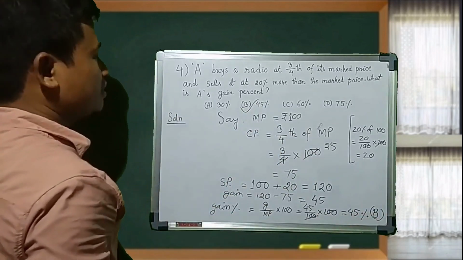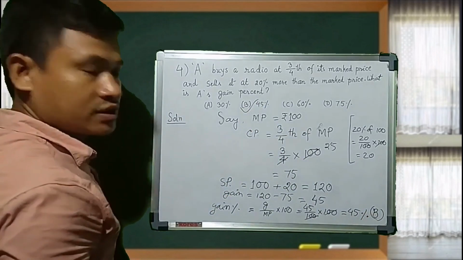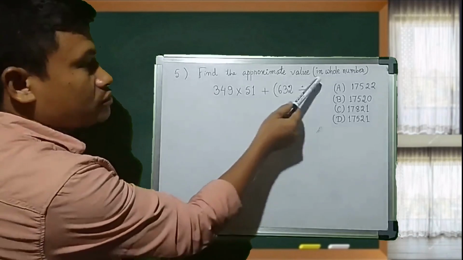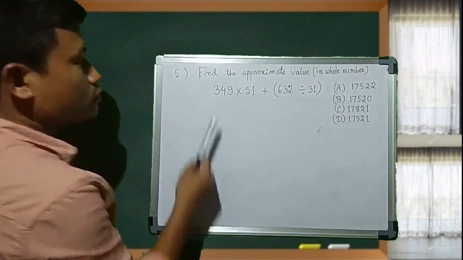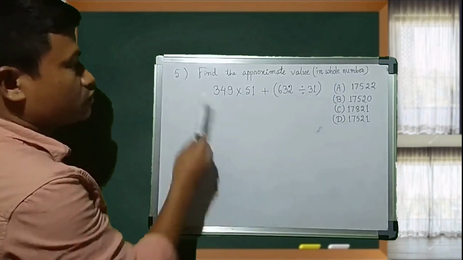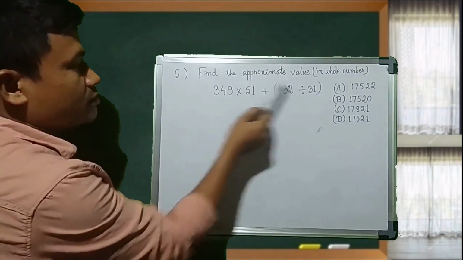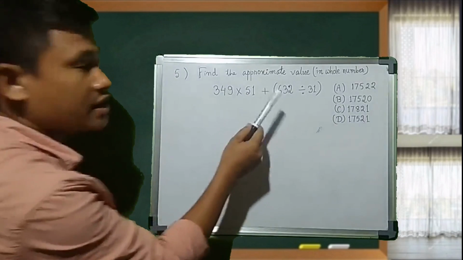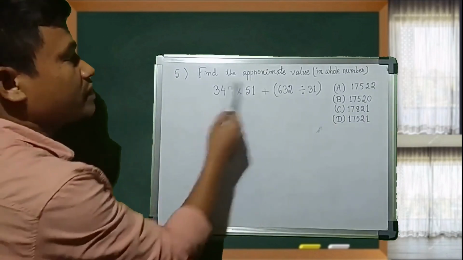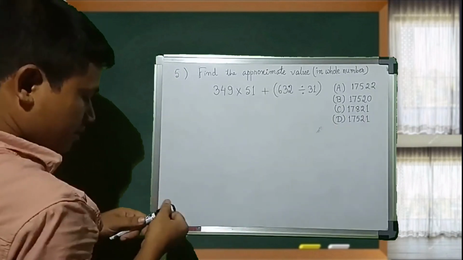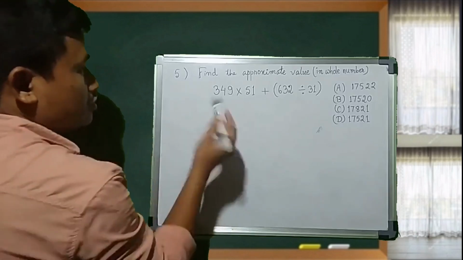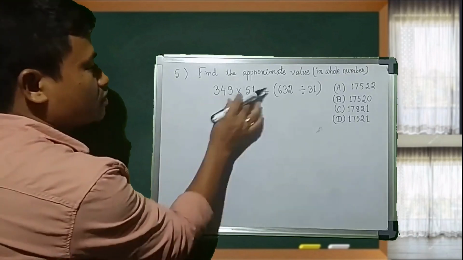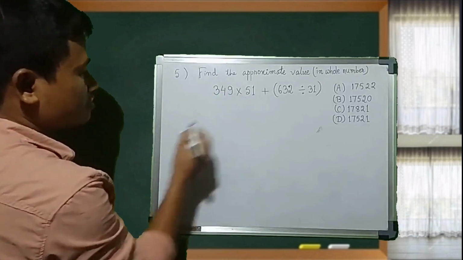Okay, let's move to the next question. Question number 5. Find the approximate value in whole number. What is the question asking for? The question is asking for the approximate value, not the accurate value. So you need not find the exact value. You have to find the approximate value. In this case, all these are whole numbers, so we can multiply without any problem. We can multiply both of these numbers.